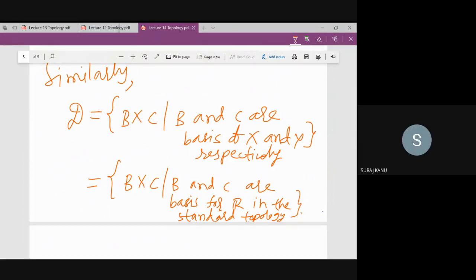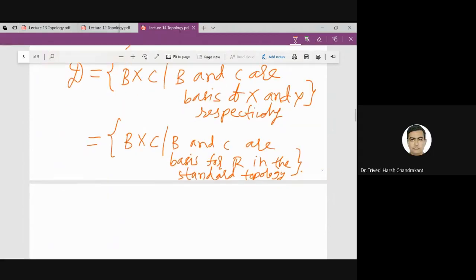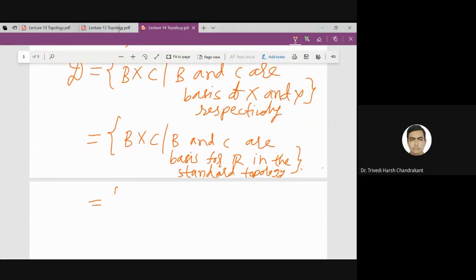Yes, the product will become a rectangle. That is correct, but I'm not asking that. You have given the correct answer in R2, but I'm asking in R. What is the standard basis in R? Intervals, open intervals. So here basically B and C are open intervals, precisely, in R.